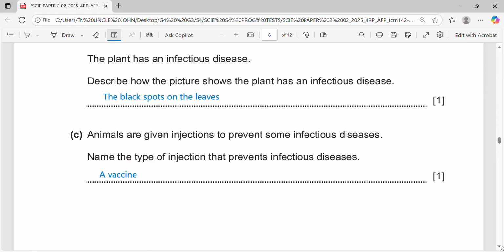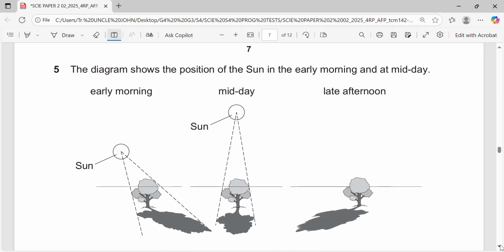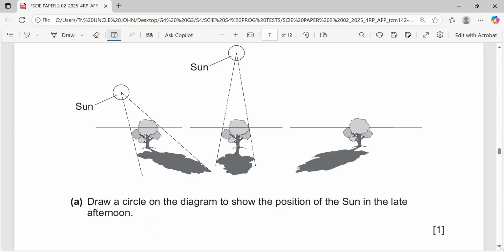It is a vaccine. This one, the diagram shows the position of the sun in the early morning and at midday. Early morning, midday, late afternoon. Sun. You can see the way the shadows are formed. Then question 1 is asking, draw a circle on the diagram to show the position of the sun in the late afternoon.